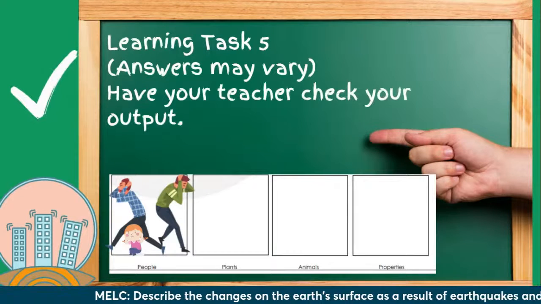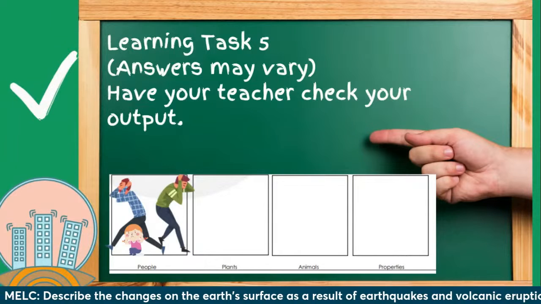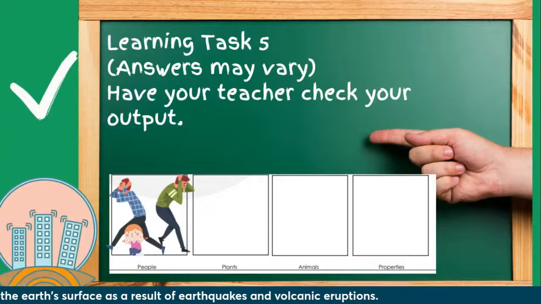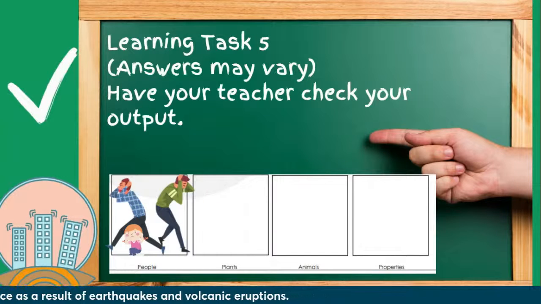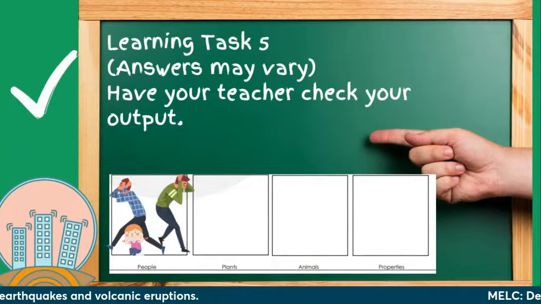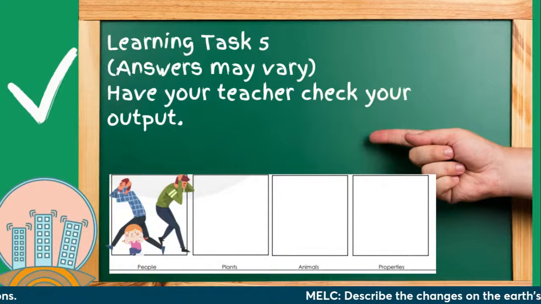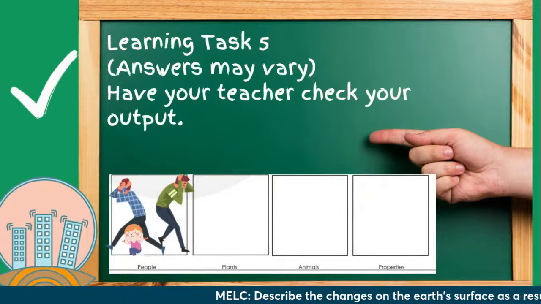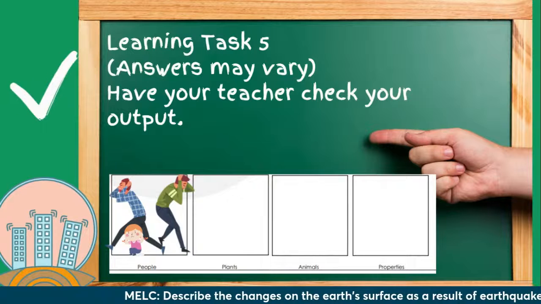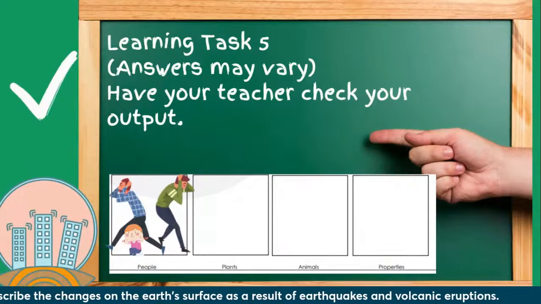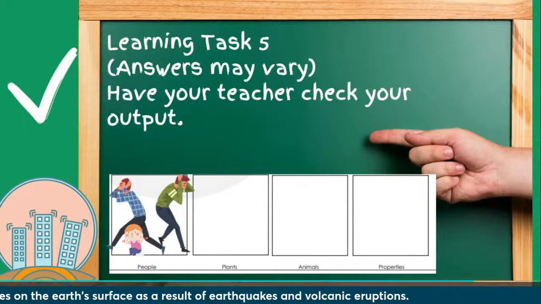Learning task 5, have your teacher check your output. So you can draw. If there are images from your magazines, from your newspapers, you can cut them and paste them here. So you can produce or you can make a collage about the situation on people, plants, animals, and properties. Okay?